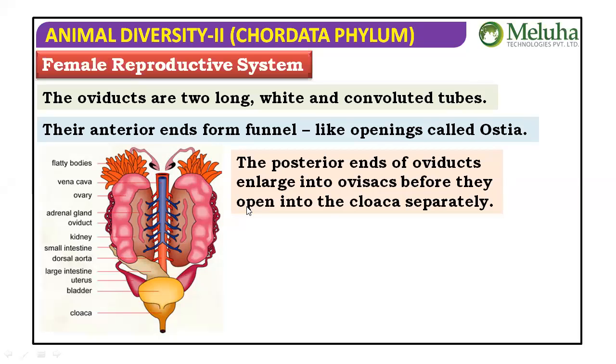The posterior ends of the oviducts enlarge into ovisacs before they open. Here, this area, pink color, these are the ovisacs, before they open into the cloaca separately.